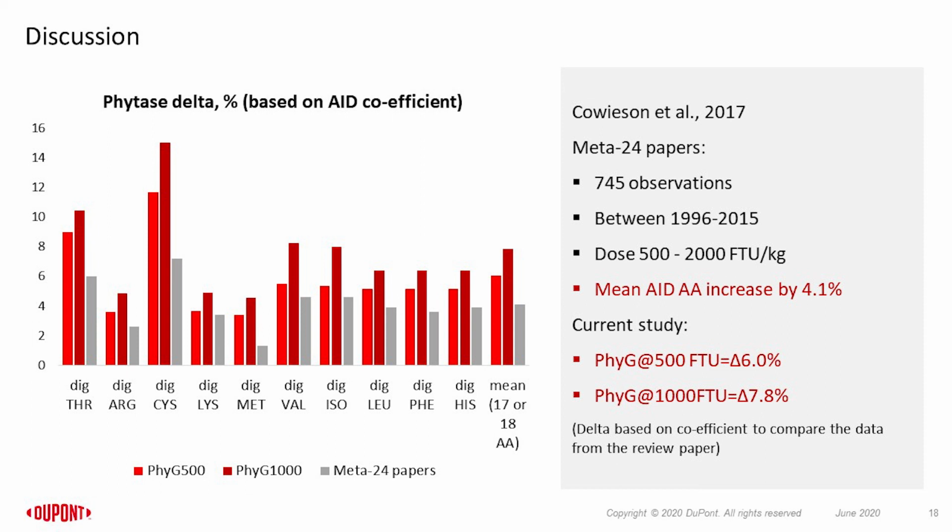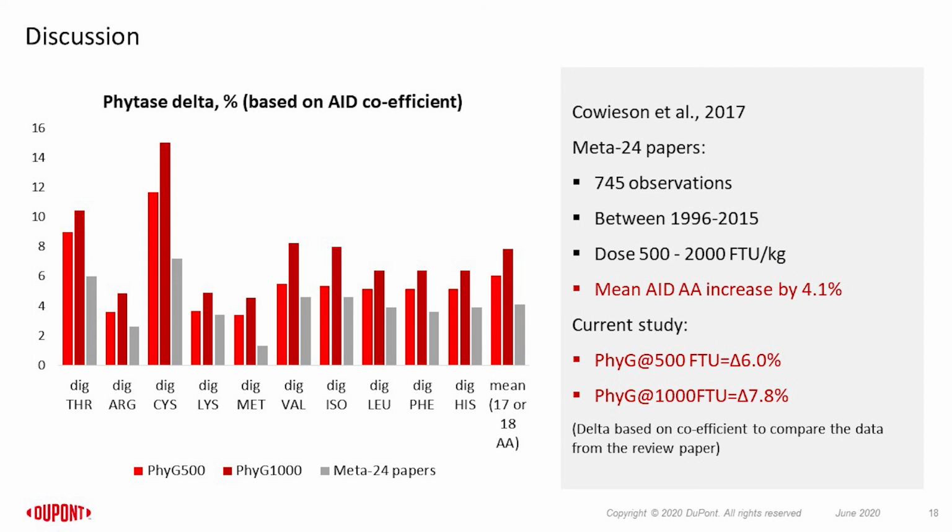To make the data comparable with this review paper, I have also calculated the percentage improvement based on coefficient. Therefore, the values are slightly different from the values presented in the previous slide. With this calculation, we observed PhyG at 500 FTU on average improved amino acid digestibility by 6%. PhyG at 1000 FTU improved amino acid digestibility by 7.8% on average.